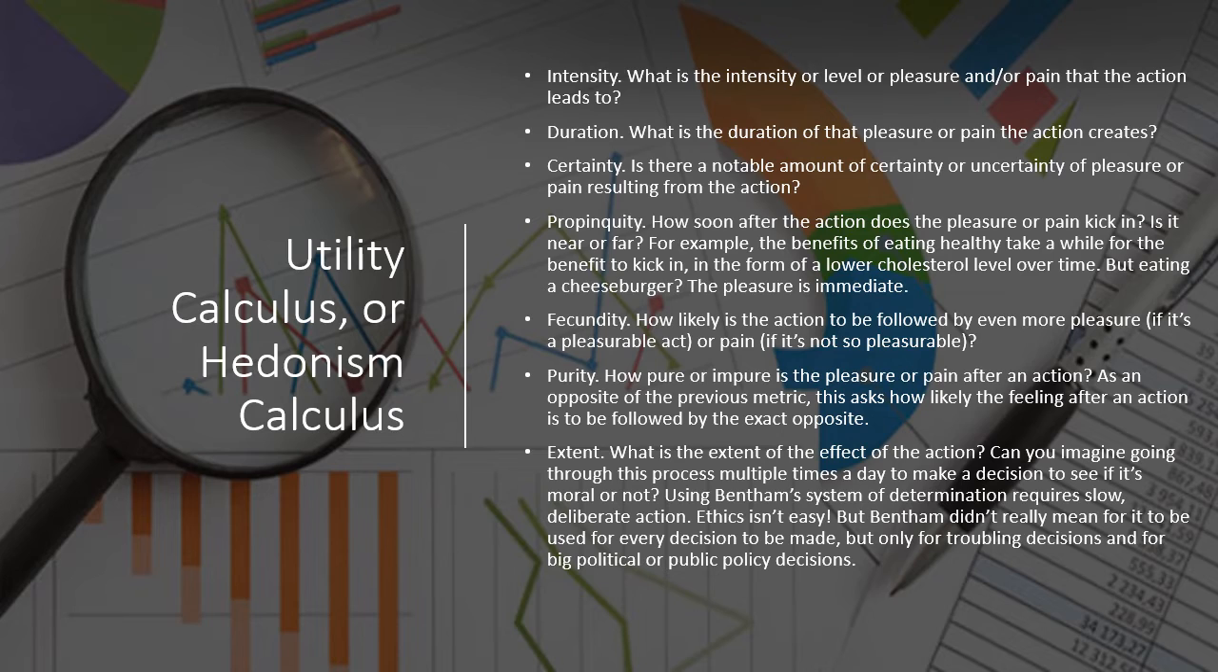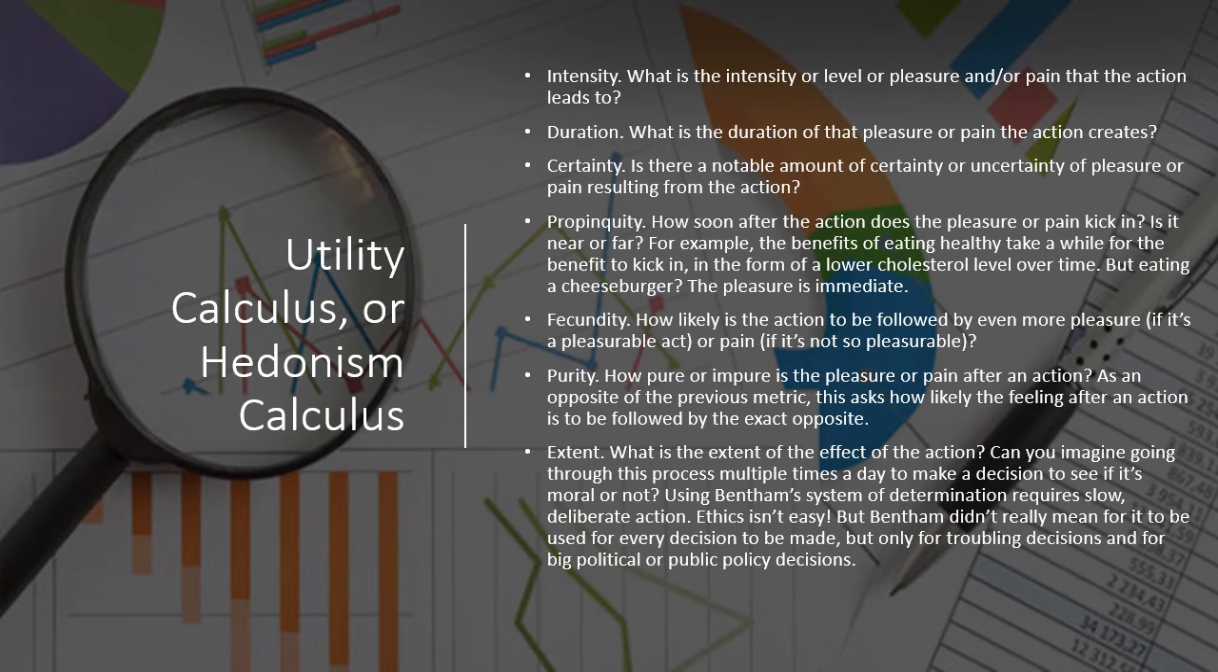So when it comes to fecundity, how likely is the action to be followed by even more pleasure or pain? When it comes to purity, how pure or impure is the pleasure or pain after an action? As an opposite of the previous metric, this asks how likely the feeling after an action is to be followed by the exact opposite. When it comes to extent, what is the extent of the effect of the action?